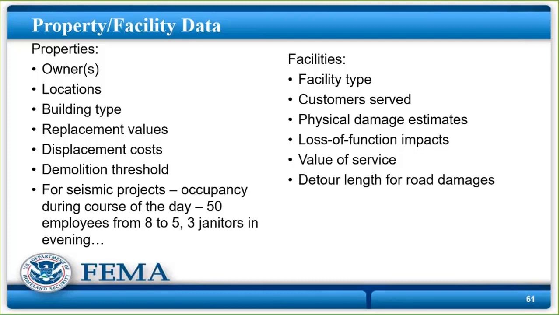Okay, facilities. We're talking about infrastructure here: roads, bridges, water lines, sewer lines, water treatment plants, sewer treatment plants. I know that some tribes have power plants, basically giant generators that create the electrical power for the community, the power grid itself, tidal gates, floodgates, various things associated with irrigation canal systems. It's another thing. So again, tell us what it is, the customers served, physical damage estimates, what's the loss of function impact, the value of the service, and if it's road damage, what's the length of detours, okay?